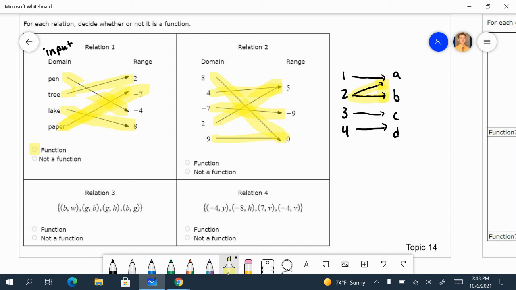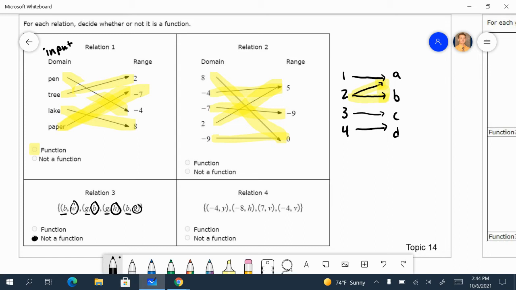So let's think about it in a different way. If we had ordered pairs instead, the first one is going to be like your inputs or your domains. These are your domains. And it's okay to have a domain listed twice. It's just not okay to have it having different outputs. So for example, G here has an output of B and H. That is where we're going wrong. So that's going to be not a function. Also, W and G can't both be outputs for B.